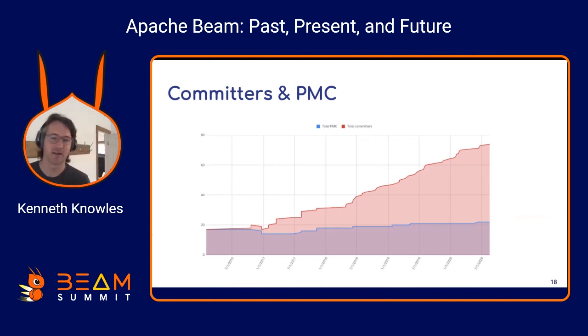Not just the committers and the PMC, but the committers and PMC are sort of the core. They coordinate the project. There's 22 PMC members and 76 committers, right? Committers can merge code, PMC vote on releases and add new committers.